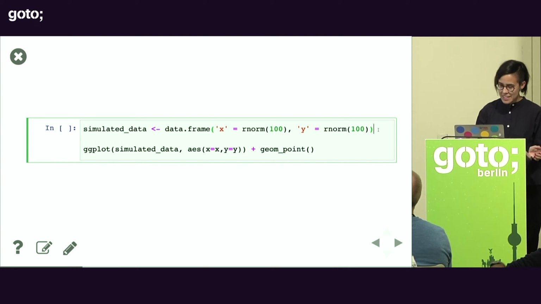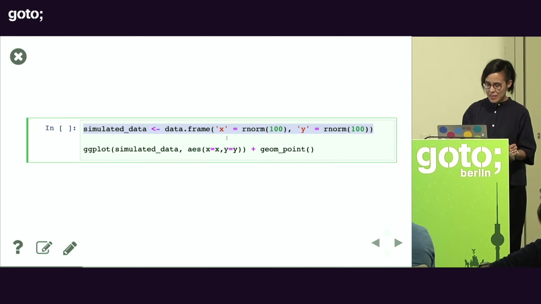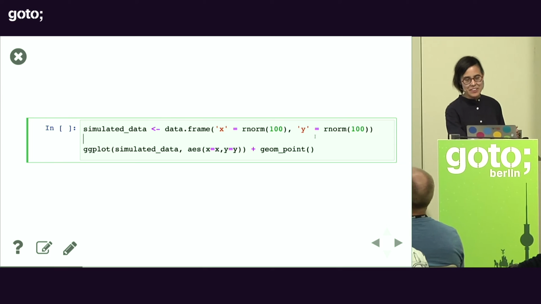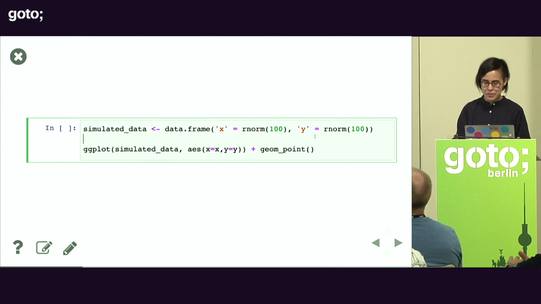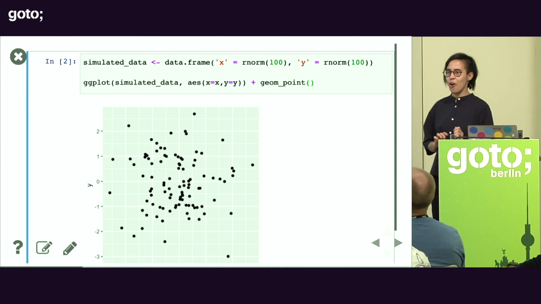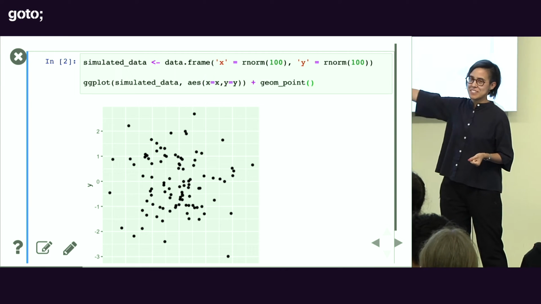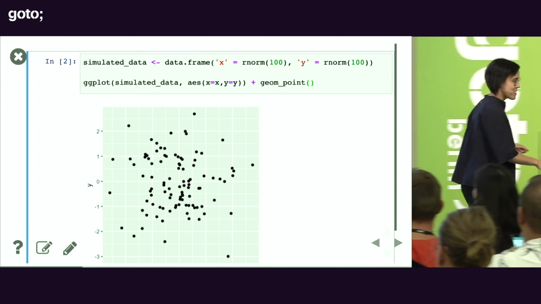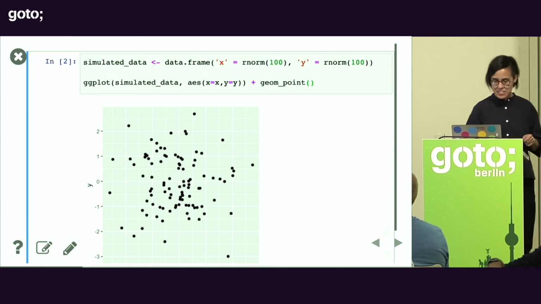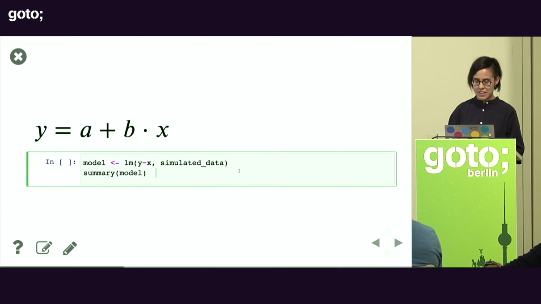And here I am creating a simulated data frame, where both my x and y come from a normal distribution with 0 mean and unit variance. And it's basically just noise. So I generated a 2-dimensional noise matrix. Nothing interesting to see here. It's literally just noise. And let's fit a linear model to that.